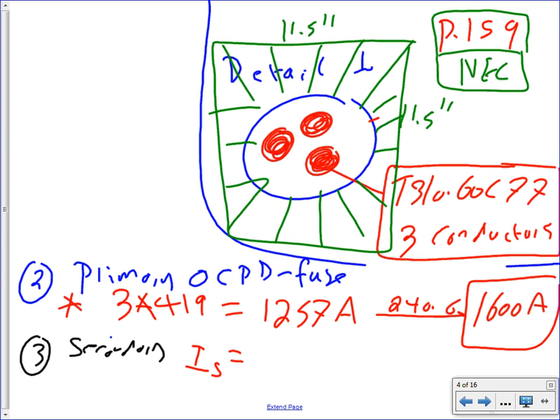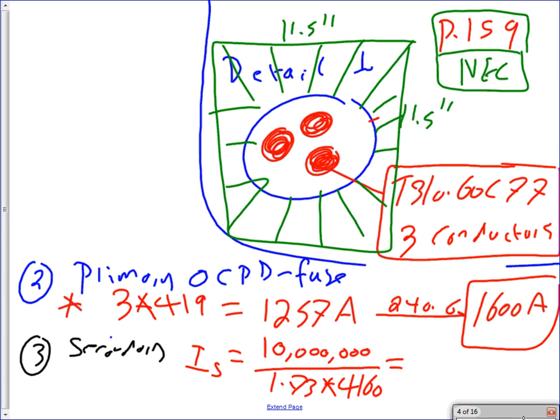Okay. Any question about the primary, guys? That's it. We sized the fuse and the circuit breaker for the primary side. Now let's go to the secondary side. On the secondary side, Adam, my friend, I will use the same 10 meg, 10,000,000. Divide this by 1.73 times, what's the voltage on the primary? 4160.